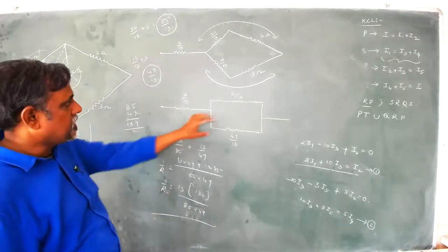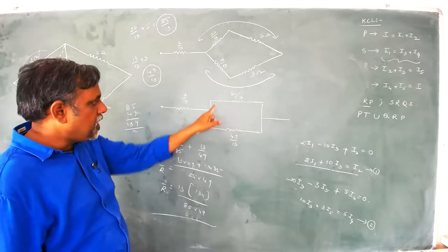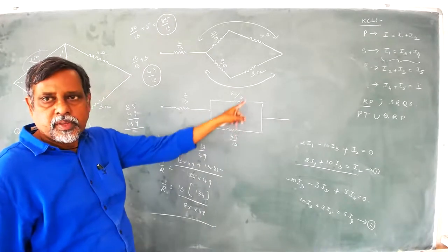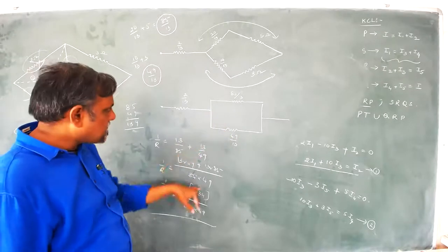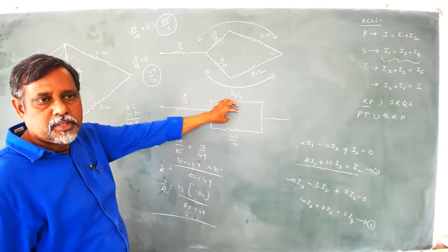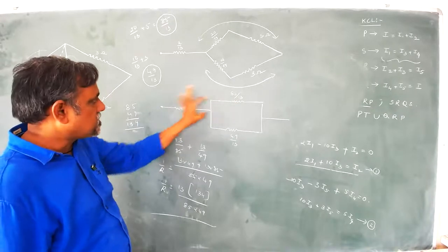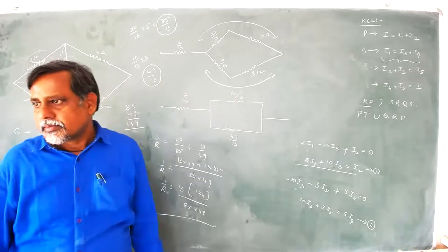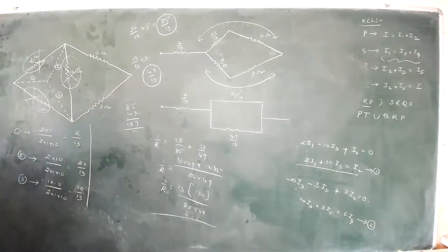What will this be? This value will come. Next, this and this, both are in series combination, this plus this. Understand? Yes or no? Like this, so this will be the shortcut.